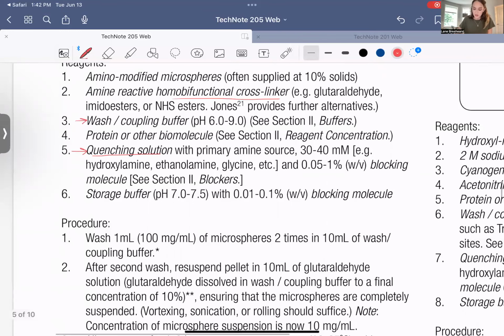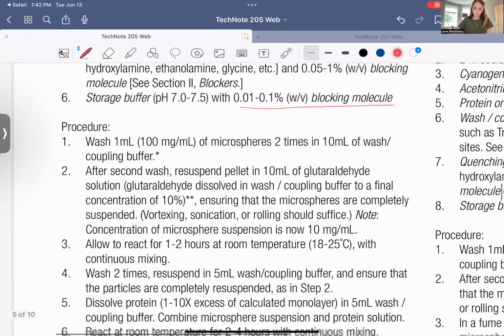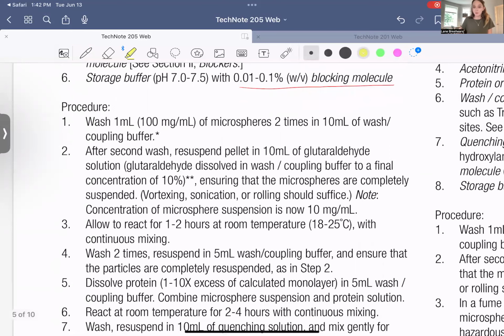And it's interesting here, I think this was interesting. The blocking molecule is technically optional. However, here they've included it in the protocol, and so this should be what you start off with. But we're going to notice the same flow. Wash, resuspend, incubate, rinse and repeat. Wash with the wash coupling buffer. Resuspend the pellet.